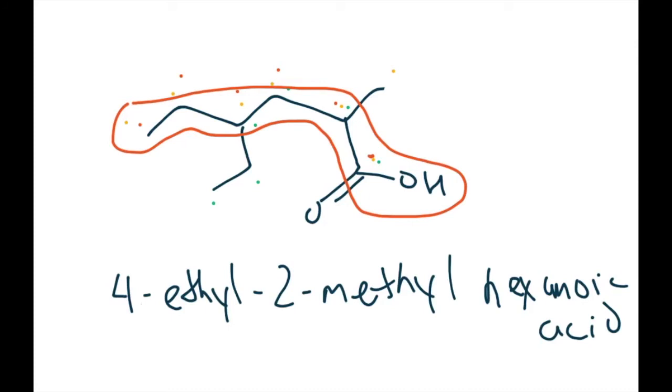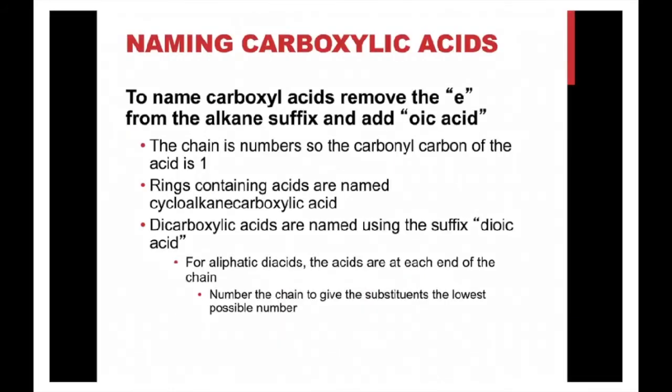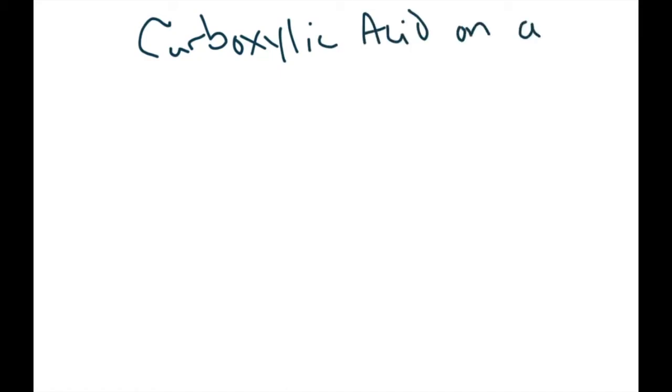So naming carboxylic acid in a straight chain is pretty easy. The big thing, remember, is that you're going to have your acid be number 1. That slide I promised you that I should have shown you before. So now we're going to talk about when you have a ring that contains a carboxylic acid. We're going to name this just like we did aldehydes, because you can't have a carboxylic acid in a ring. You can have it on a ring.